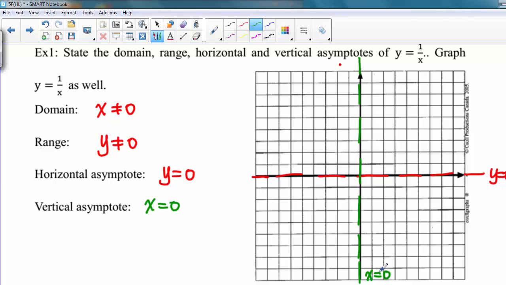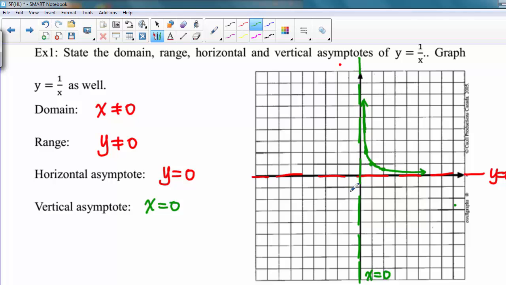Okay, so if I want to graph this more accurately, you can just pick some points to help you graph this function. For example, x equals 1, y is 1; x is 2, y is 1/2; x is 1/2, y is 2. So on this side, the graph should be getting closer to the vertical asymptote, but never cross or touch it. On this side, the graph should be getting closer to the horizontal asymptote, but never cross or touch it.